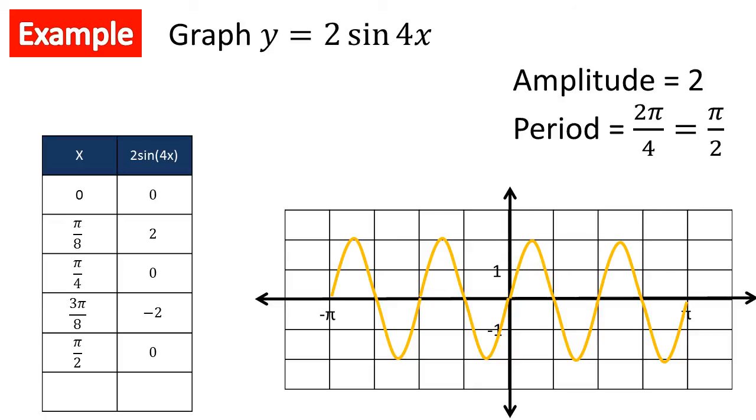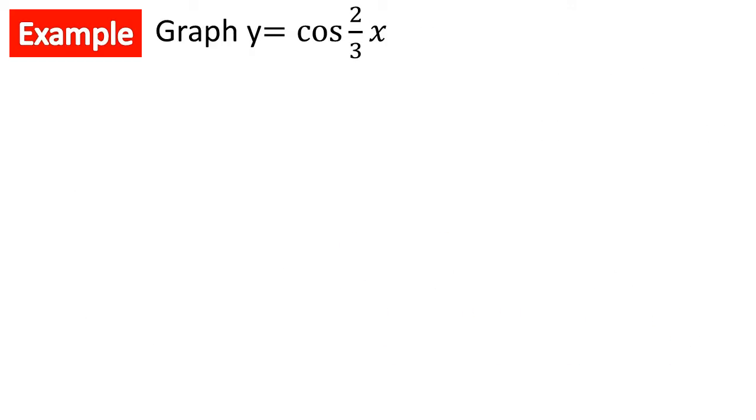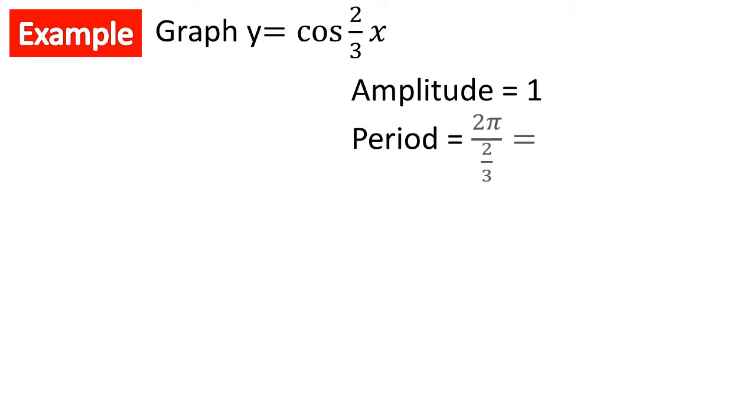Next example. Now we're going to graph the function y equals cosine 2/3 x. This is a function that most people freak out about because it's got a fraction in it instead of a whole number, but we still use exactly the same method. So the amplitude of this function is 1, and the period is, remember, 2 pi over b, and in this case b is 2/3. So the period is 2 pi over 2/3. Okay, in order to do that, when I divide by fractions, I flip and multiply. So that becomes 2 pi over 1 times 3 over 2. The 2's are going to cancel out, and I'm going to be left with 3 pi over 1, or 3 pi.